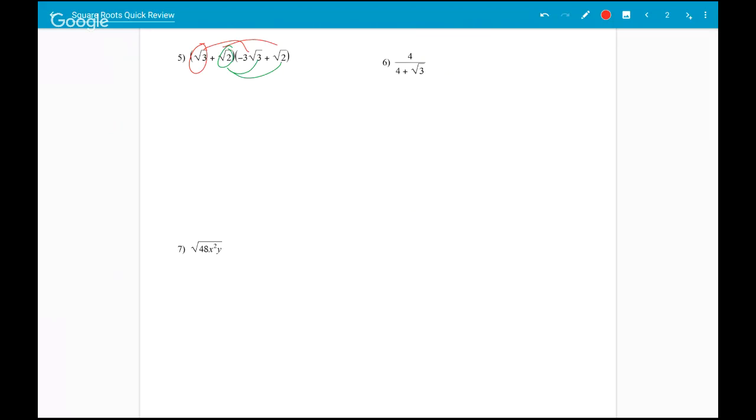Distributing the square root of 3, I get -3 square root of 9 plus the square root of 6. So I just multiplied the square root parts together. I'm going to do the exact same thing as I distribute the square root of 2.